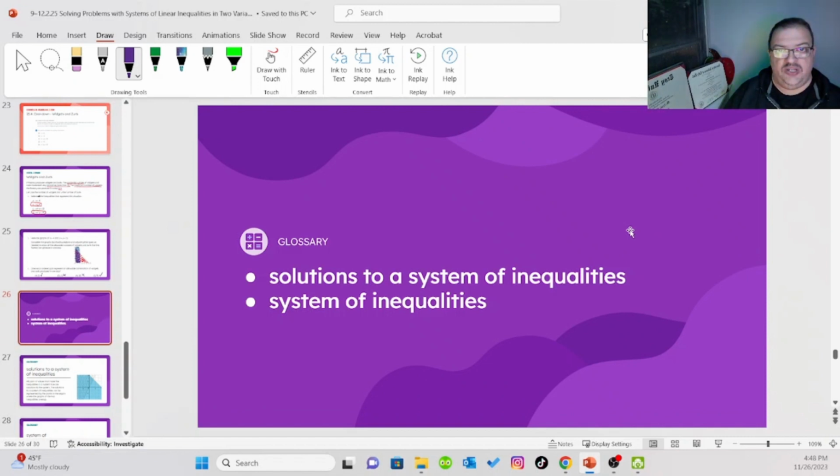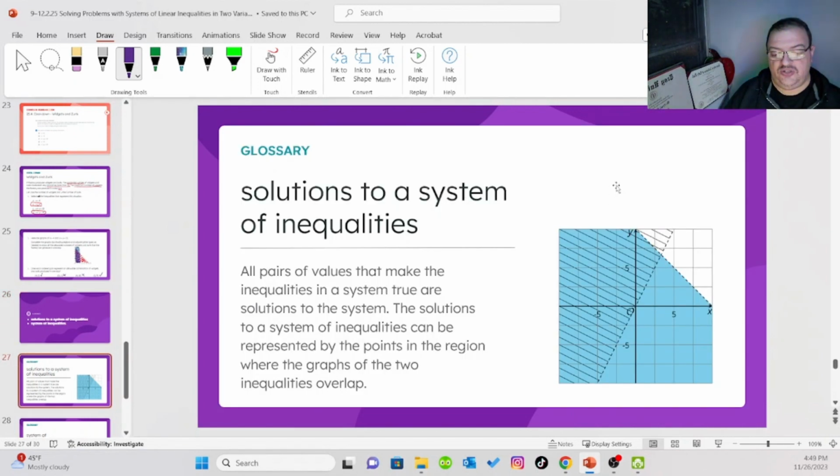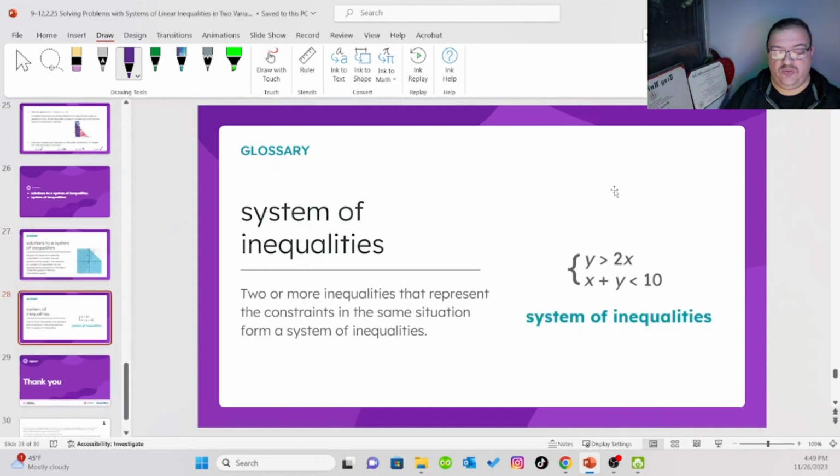We have 2 glossary terms. Solutions to a system of inequalities: all pairs of values that make the inequalities in a system true are solutions to the system. The solutions to a system of inequalities can be represented by the points in the region where the graphs of the 2 inequalities overlap. System of inequalities: 2 or more inequalities that represent the constraints in the same situation form a system of inequalities.